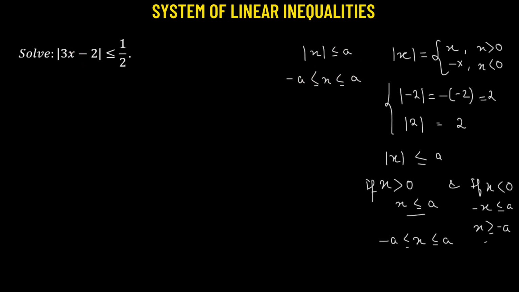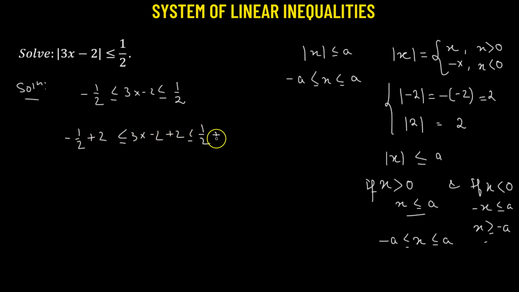Now, using the same idea, we will try to find the solution to this given system of linear inequality. Here we have absolute value of 3x minus 2, which is less than or equal to half. Now we can say that 3x minus 2 is going to lie between negative half and positive half. Right. Now what we'll do, we'll add 2 throughout. So we'll add 2 to negative half, then add 2 to 3x minus 2, and we'll also add 2 to half.